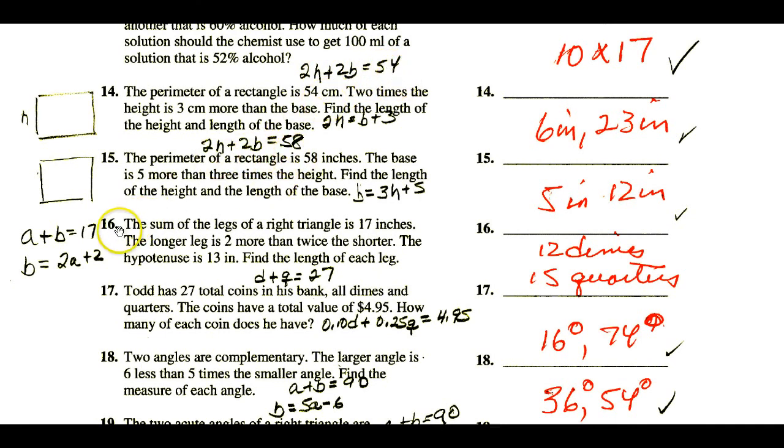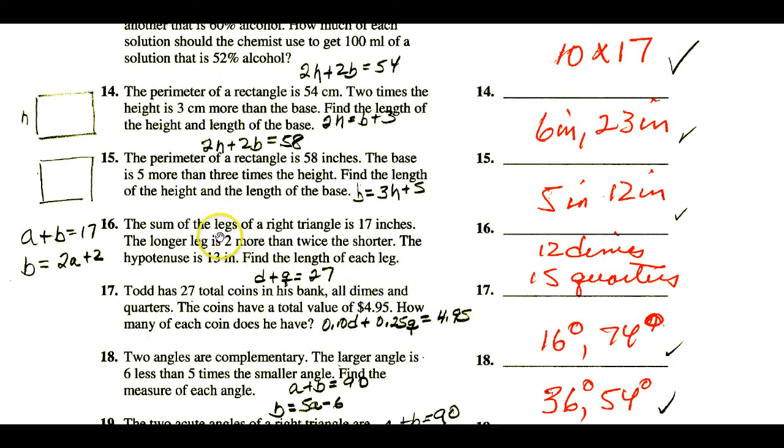All right. Looking at the problems here. The sum of the legs of a right triangle is 17 inches. The longer leg is 2 more than twice the shorter. The hypotenuse is 13 inches. Find the length of each leg.